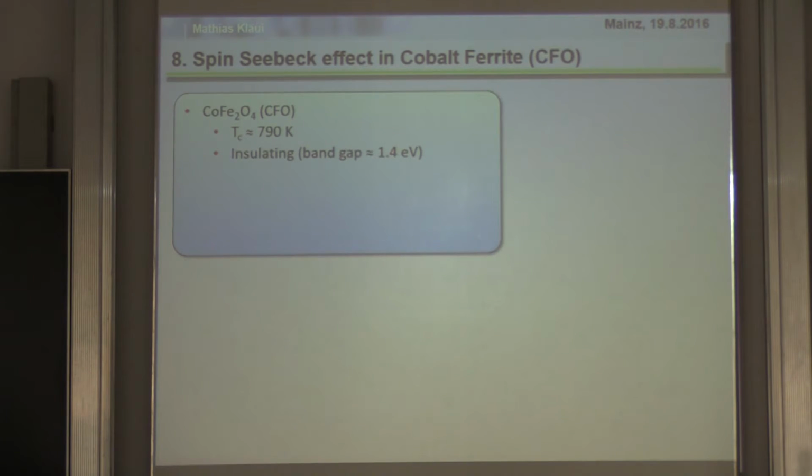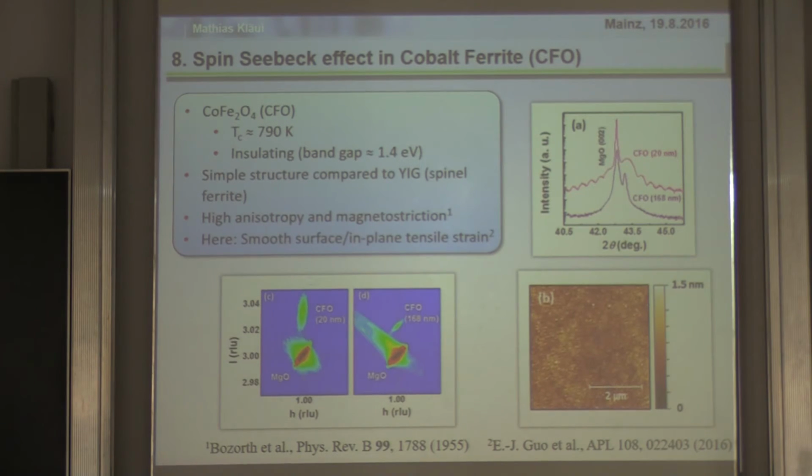All right, just to show you that garnets are not the only ferromagnetic insulators or ferrimagnetic insulators that work, we've also looked at cobalt ferrite. Cobalt ferrite has some advantages because it has a simple structure compared to YIG. It's a spinel, it's not a garnet. It can have high anisotropy and magnetostriction. And so we made some of these samples. Actually, they were made together with a group of Katrin Dörr in Halle. And what we saw is you can make them rather smoothly.